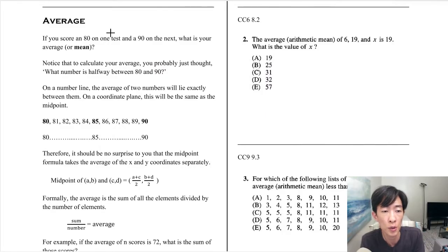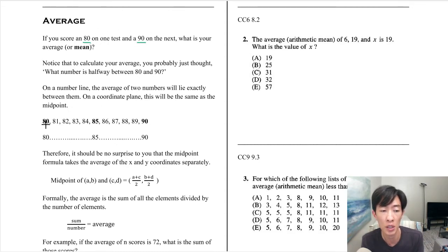So let's imagine that you score an 80 on one of your exams and a 90 on the next one. What is your average, or what is the mean? Given that these are such easy numbers to calculate the average, you probably just thought, what is the number that's halfway between 80 and 90?